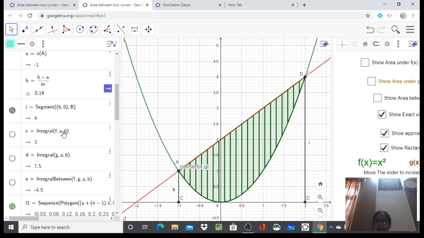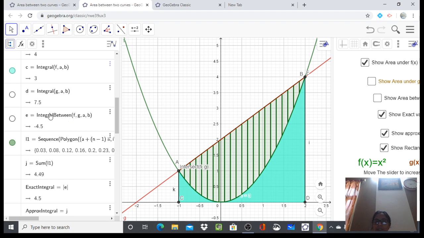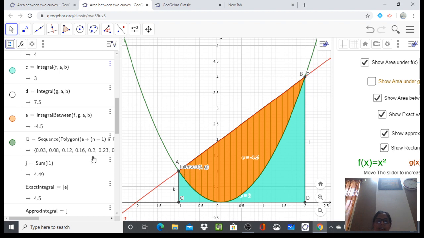Then I have calculated the integral. This is the command to calculate the integral of area under any curve between the limits A to B. So this is the integral of f from A to B, which gives the area under f between the limits A to B. Similarly, this gives the integral of g between A to B. To find the area between two curves, you have to use the command integral between f and g within the limit A to B. So this will show you the area between f and g.